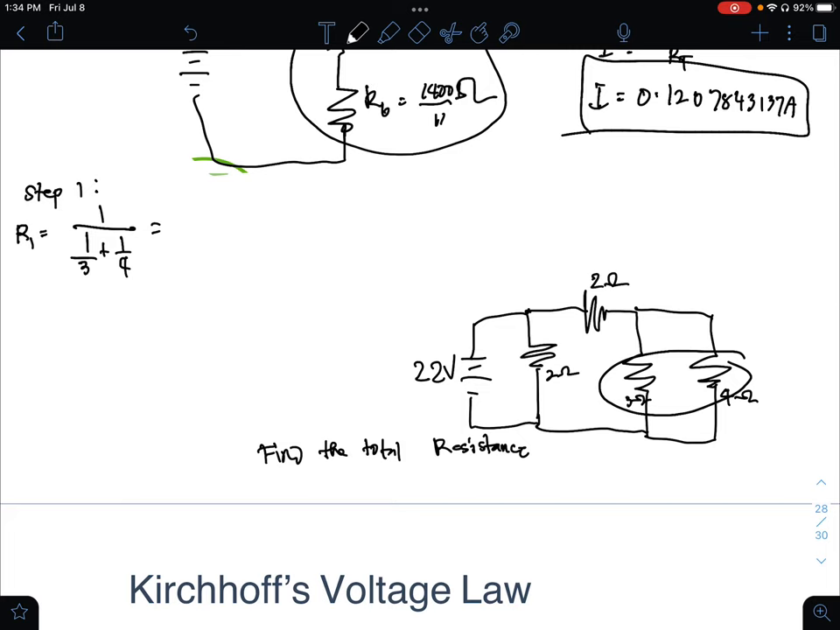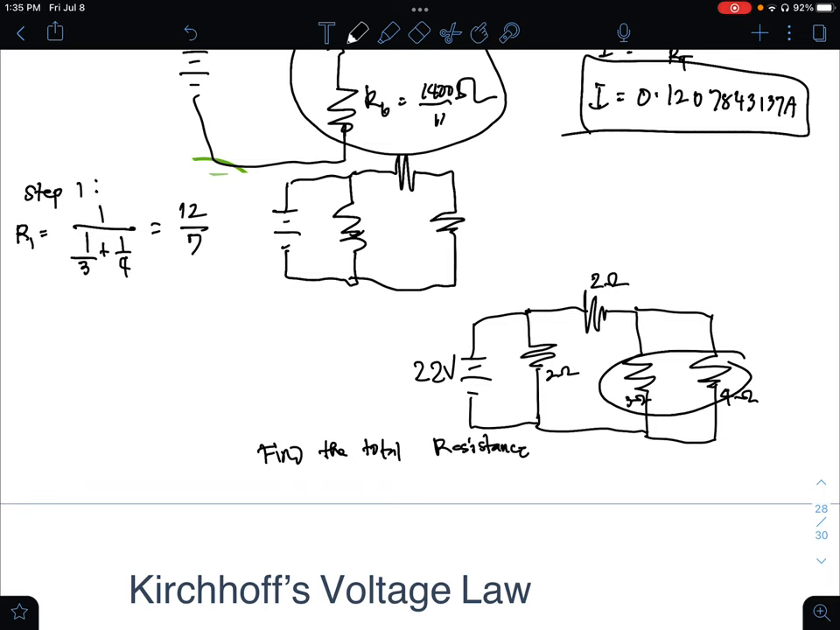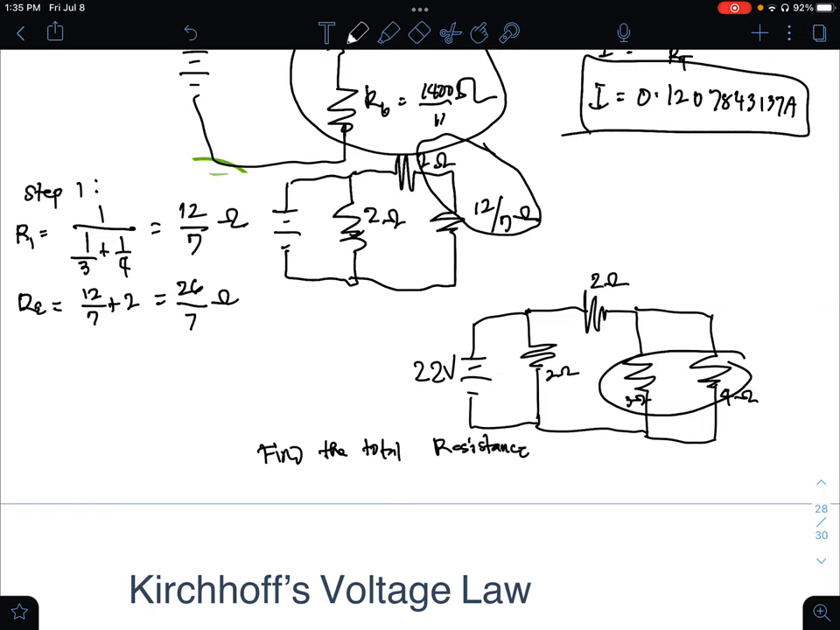So this is 12 over 7. Therefore, if we redraw that, it will become like this, class. So since it became parallel, this becomes 12 over 7 ohms, and this is 2 ohms, and this is also 2 ohms. Right? So since these are in series, we add them and name it resistance 2. So 12 over 7 plus 2 ohms is equal to 26 over 7 ohms. Okay?